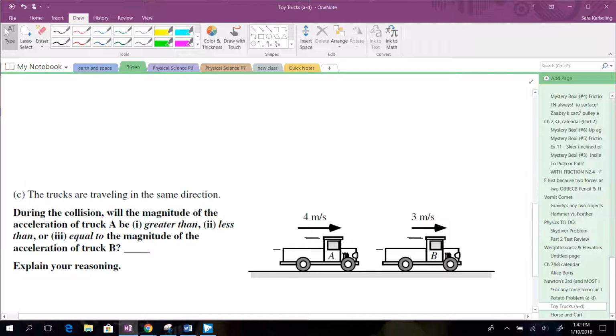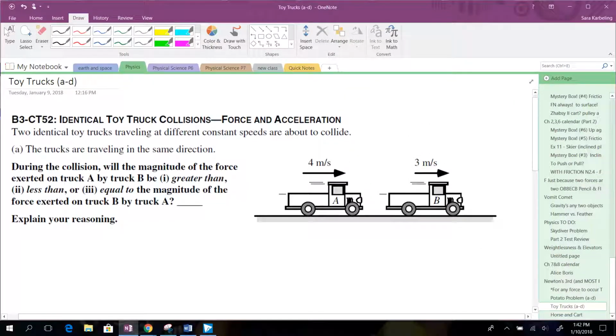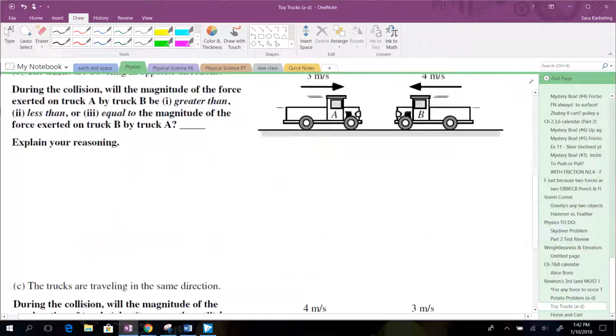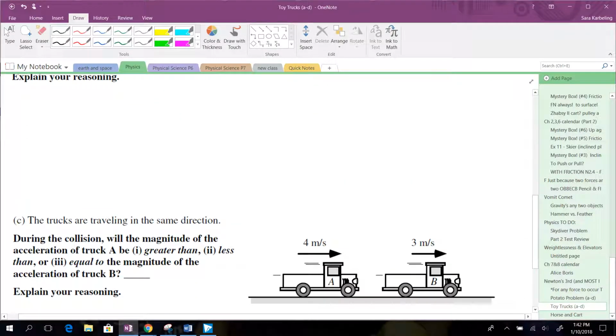Read the question. Acceleration. Read the question. It did say, just to be clear up here, identical toy trucks. So B would be greater. Wait, I don't know. Would the acceleration be the same? Wait, no, A would be greater.